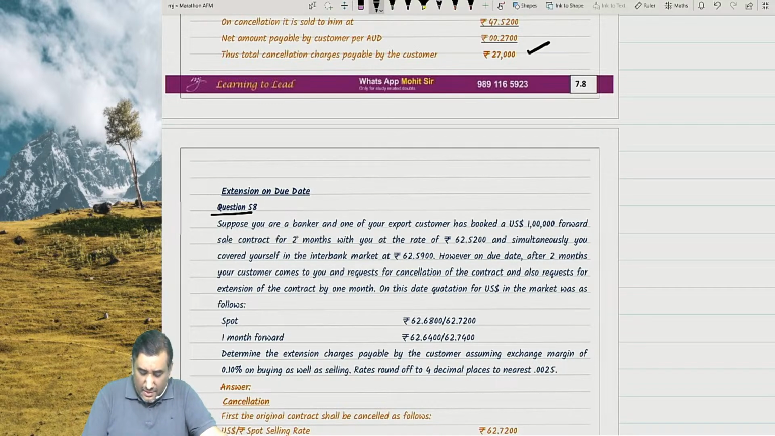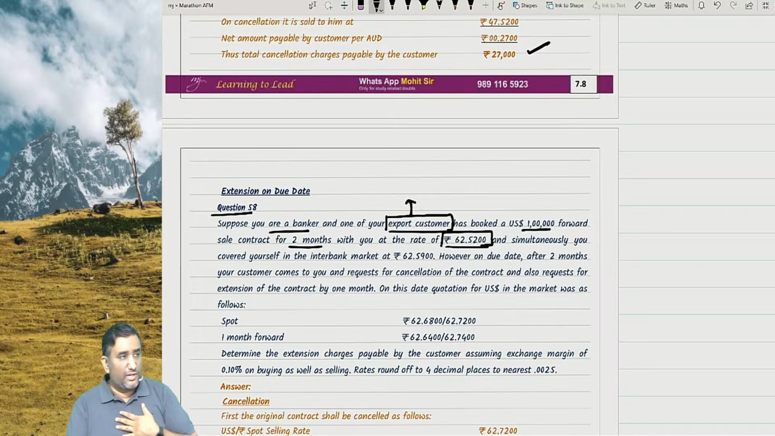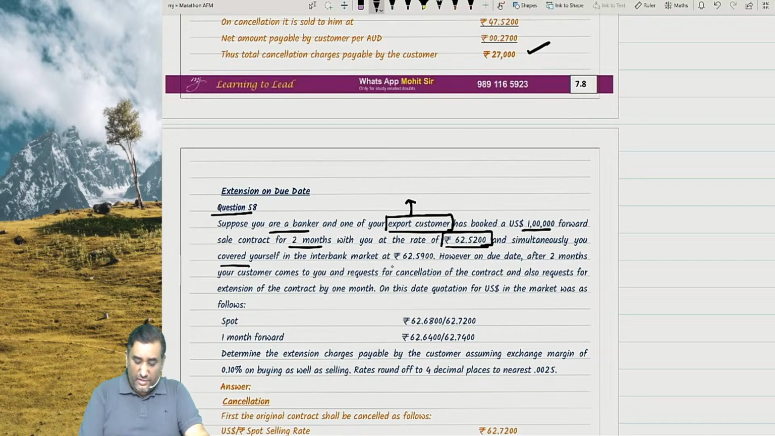It says, suppose you are a banker and one of your export customers, that means an exporter. By the moment an exporter comes, if it's a cancellation, the exporter's original contract is sell, so cancellation would be buying. Booked a $1 lakh forward contract, a sale contract for 2 months with you at the rate of 62.5200. That means if you think that you are an exporter, you would have done the agreement to sell to me at what? 62.5200. Simultaneously, you covered yourself in the interbank market at 62.5900.